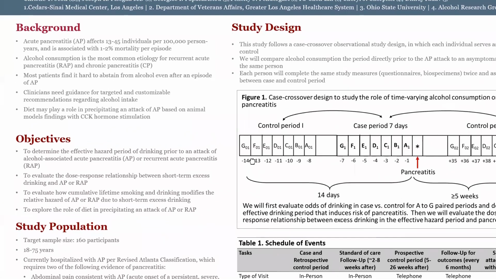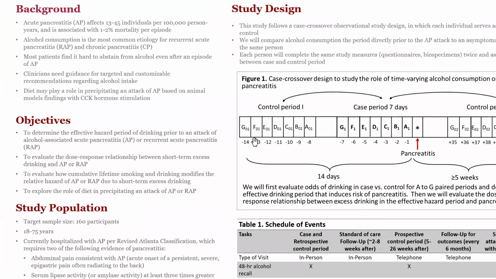Alcohol consumption is the most common etiology for recurrent acute pancreatitis and chronic pancreatitis, but most patients find it hard to abstain from alcohol. And clinicians need guidance for targeted and customizable recommendations regarding alcohol intake.